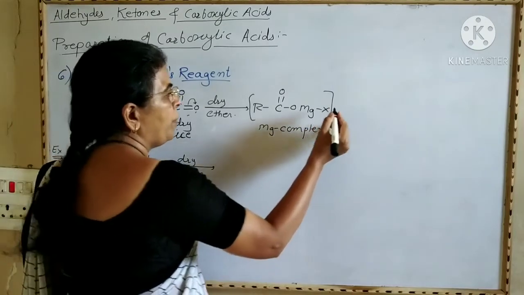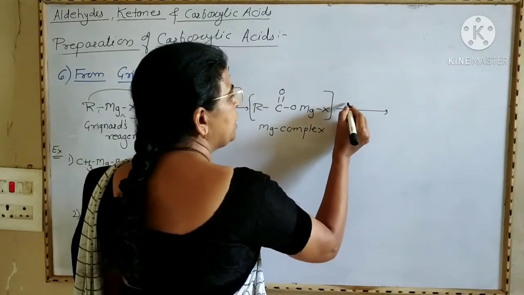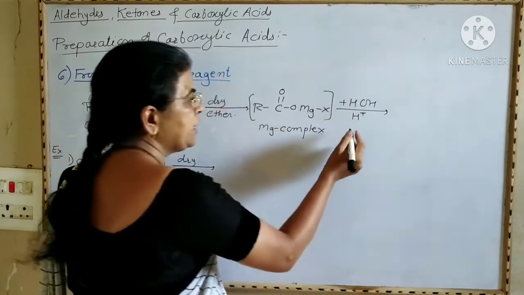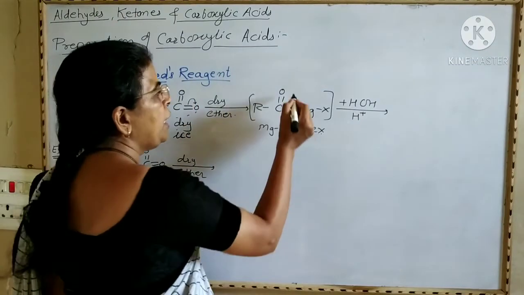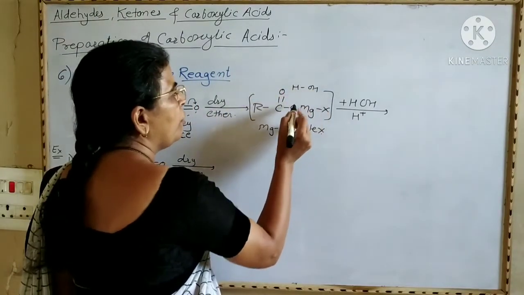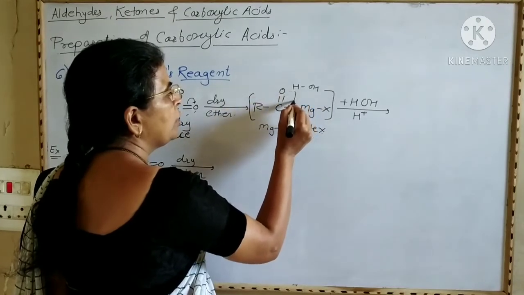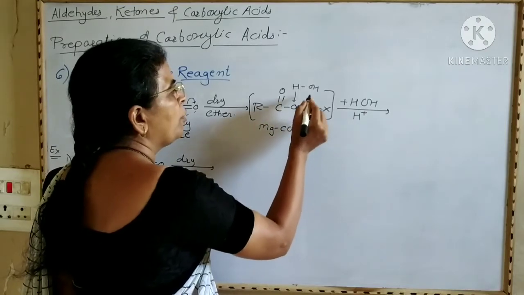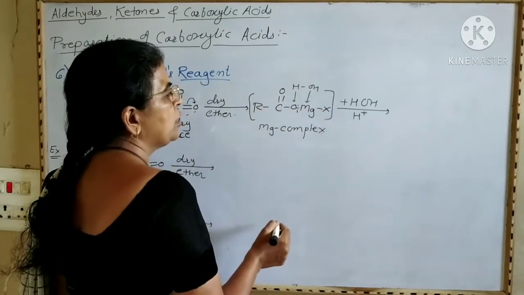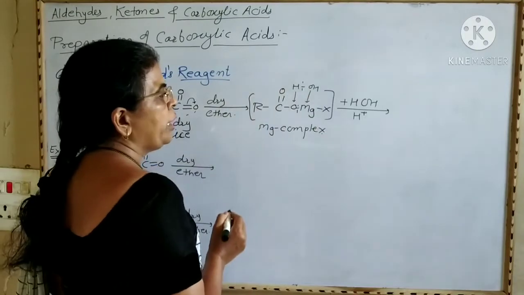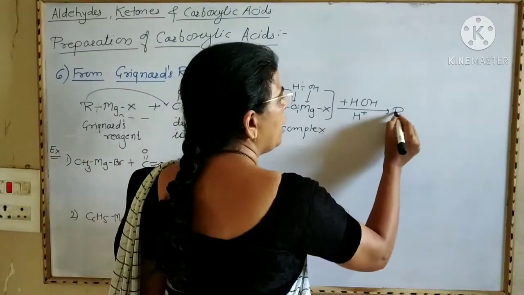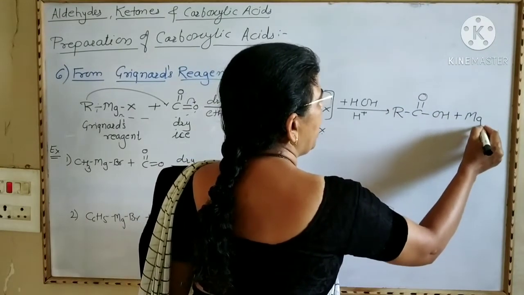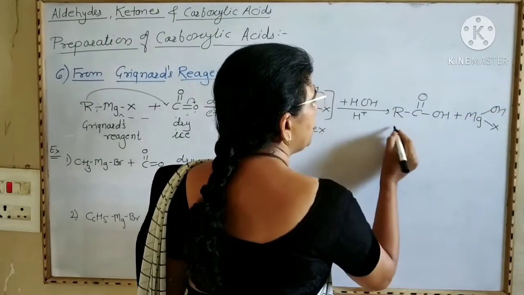When this magnesium complex undergoes hydrolysis, this hydrolysis is carried out in acidic medium, that is, acid hydrolysis is carried out. Then from the water molecule, this hydrogen gets attached to this oxygen atom. The oxygen and magnesium bond breaks, and this OH gets attached to the magnesium atom. This HOH bond also breaks to form R C double bond O, OH plus MgXOH. This is carboxylic acid.